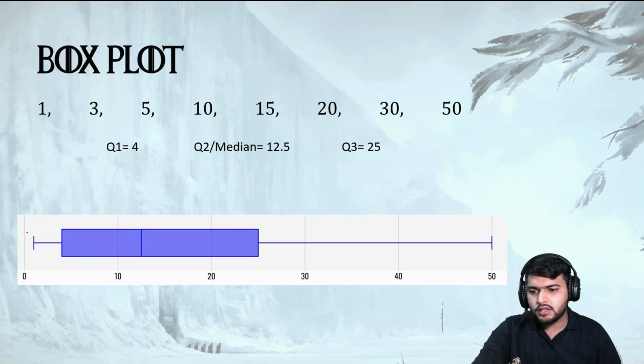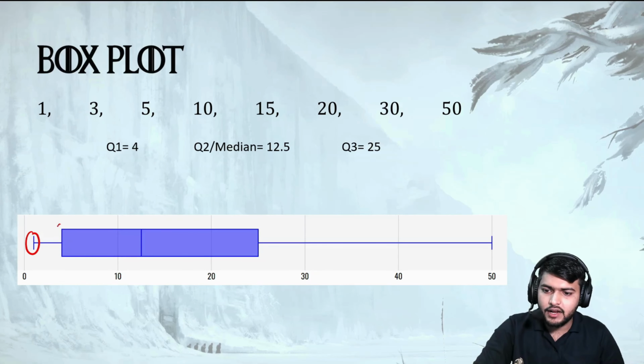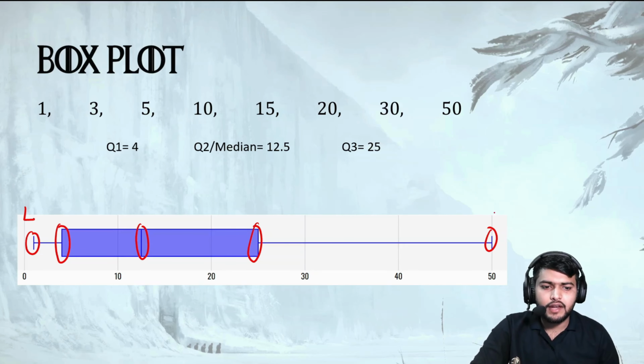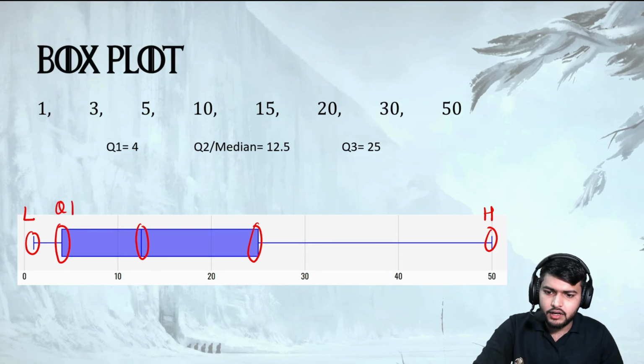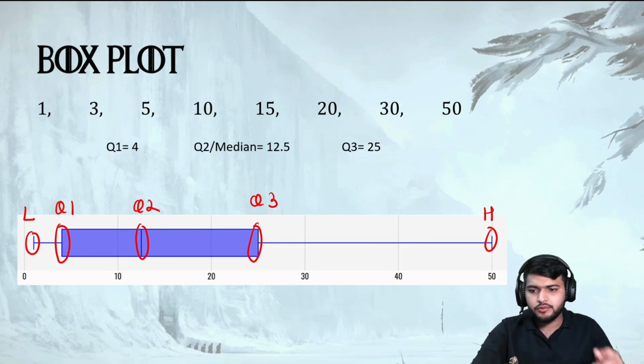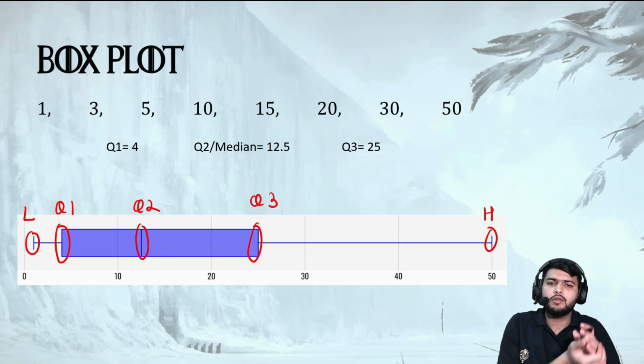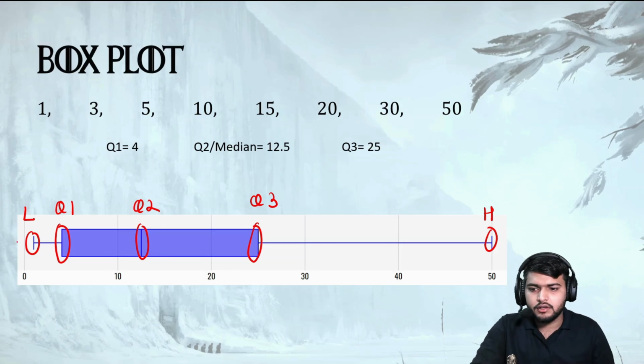Here you will notice that there are 5 vertical lines. 1, 2, 3, 4 and 5. Each line has a meaning. The first line represents the lowest term. The last line represents the highest term. Second line is quartile 1. Third line is quartile 2. This is quartile 3. Okay, there are 5 vertical lines in a box plot, and these are what they represent: lowest, then quartile 1, then quartile 2, then quartile 3, then highest.